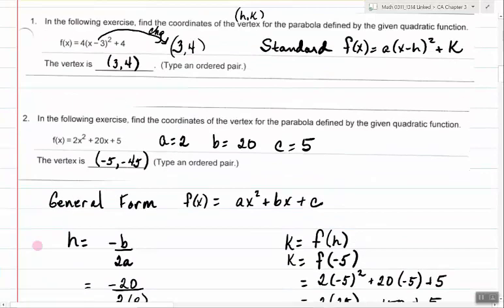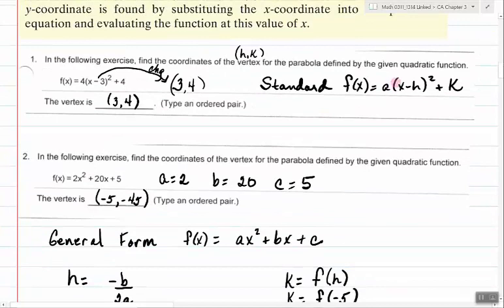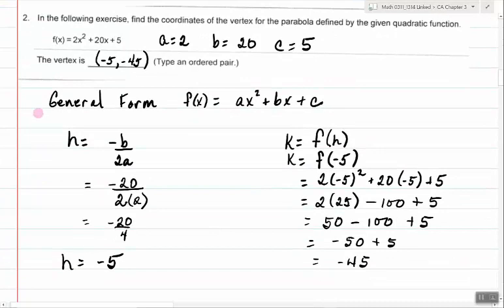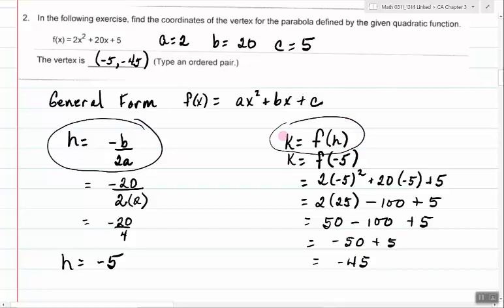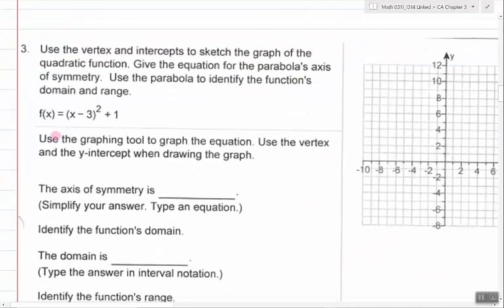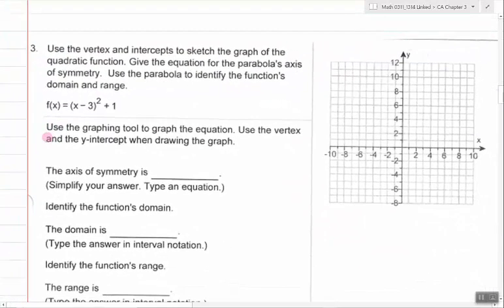All right, so if you are given standard form, it is so easy to find the vertex. Opposite of this quantity, comma, this quantity. But if you are given the quadratic in general form, I recommend that you use this formula and then you plug in to get the second coordinate. Let's see what number 3 is. Number 3 is graphing. And when you do this in my math lab, I will give you some guidance on doing that.